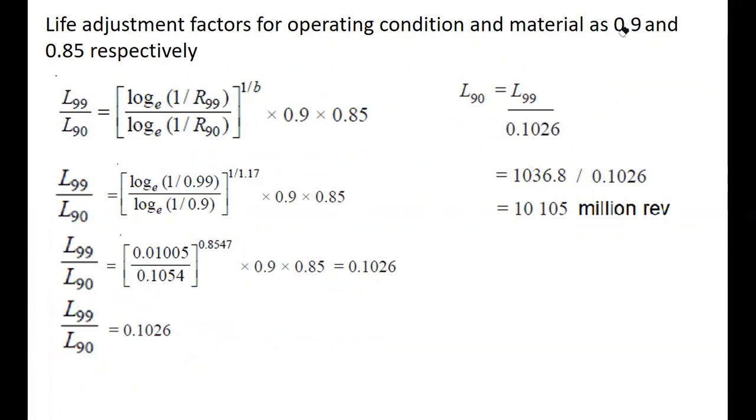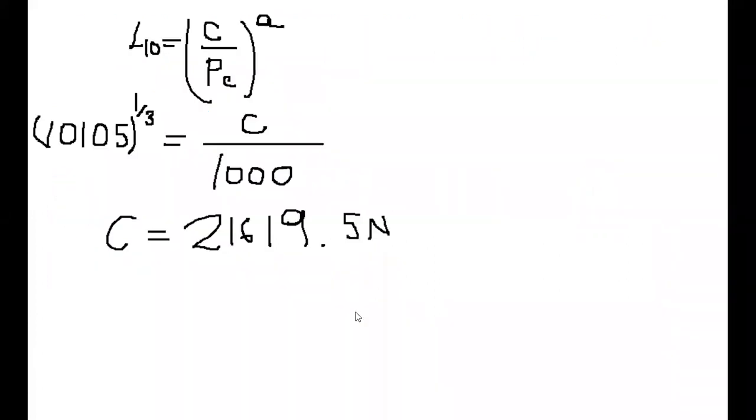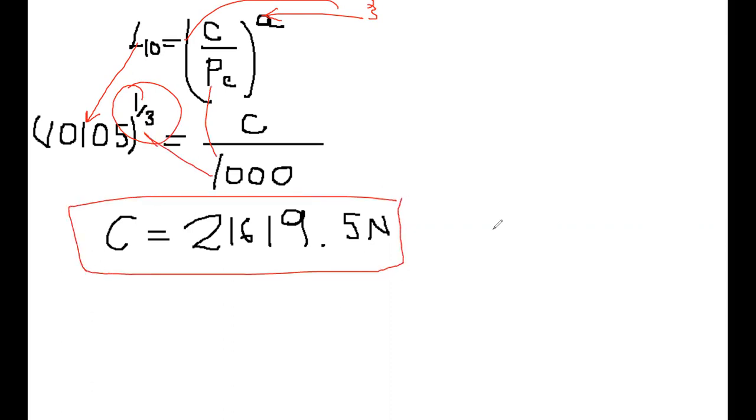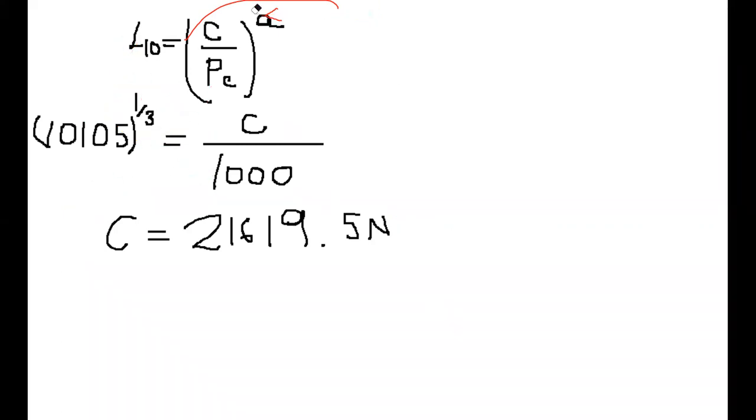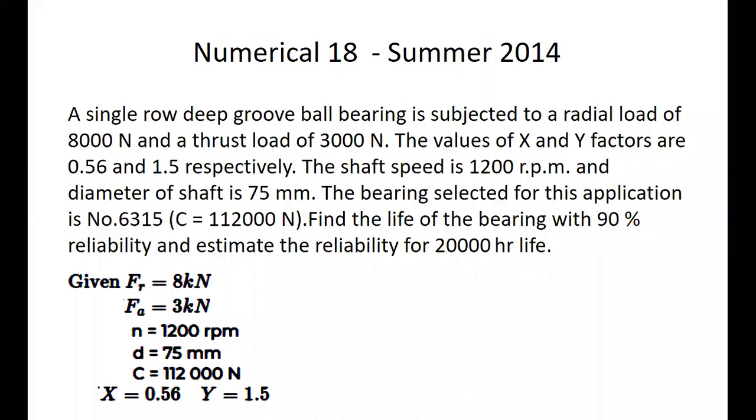Now we have to find out C. So we'll use the simple load life relationship. This we right now found out, million revolutions. Since it is a ball bearing, this is going to be 3. When it goes this side, it will become 1 by 3. P is 1000, so it will get multiplied over here. So you get the answer as 21619.5 Newton, basic dynamic load carrying capacity or basic dynamic load rating. That is our C.